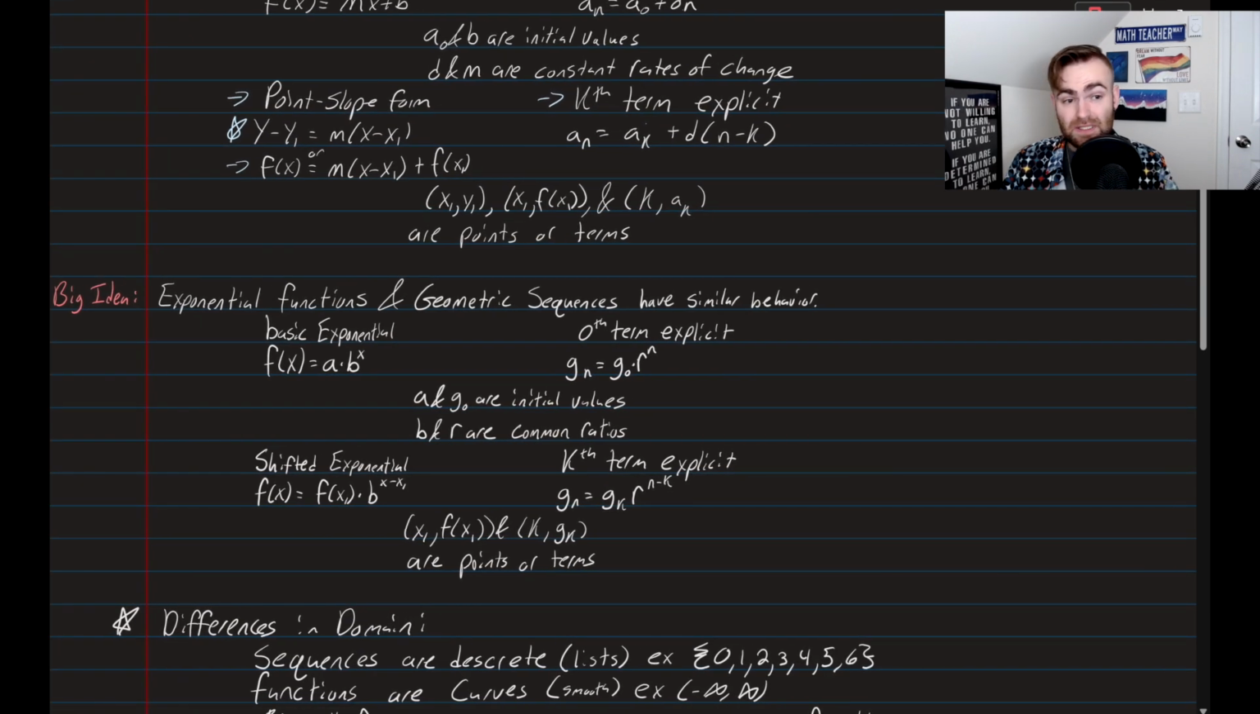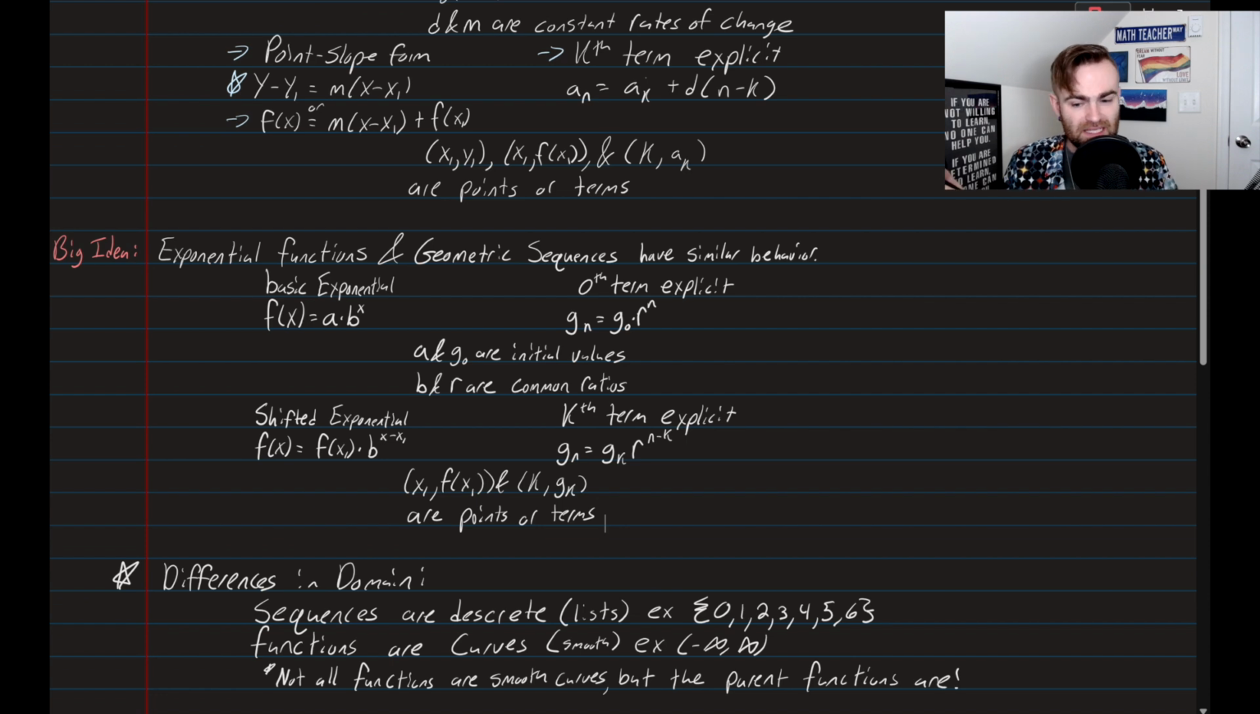Exponential functions and geometric sequences also have very similar behavior. In fact, their forms are also identical with each other. We have a basic exponential, which is f of x equals a times b to the power of x. And then we have this zeroth term explicit, which is g sub n equals g sub 0 times r to the power of n. So exact same idea where a and g sub 0 are going to be your initial values. And then b and r are your common ratios or your growth factors.